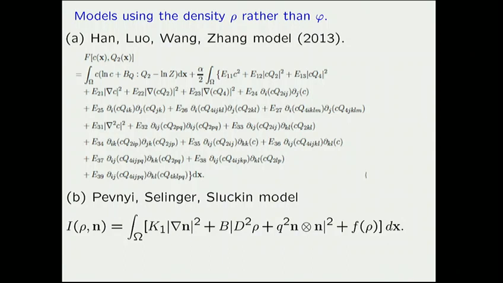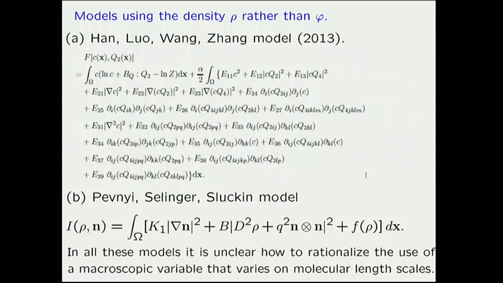But the problem I have with all these things is that they're introducing a macroscopic variable that is varying on a molecular length scale. So at a minimum, you have to find some good reason for why that's a decent thing to do, right? And maybe it's okay. You're minimizing, you're averaging over some time interval or something. But it's not clear to me, and it's never really discussed. Anyway, so there are all these models.